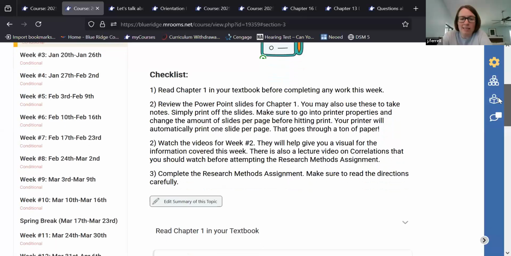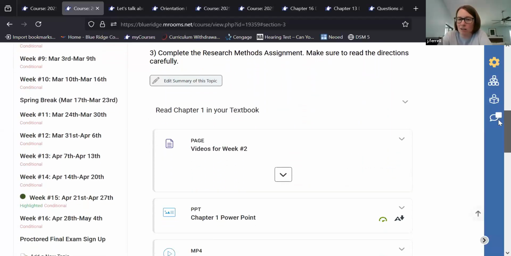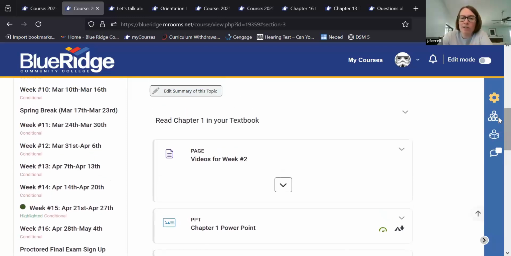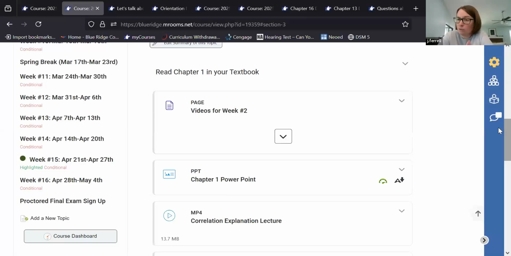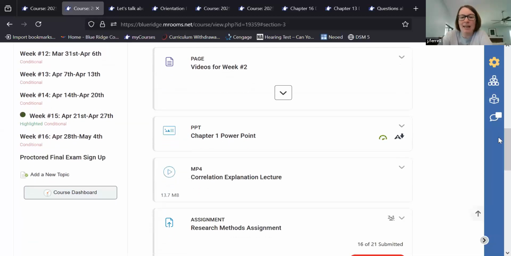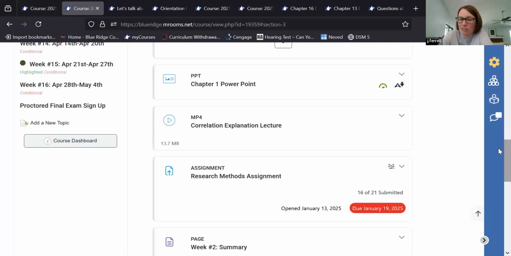So in my weeks, I try to keep things not looking cluttered, and I literally keep things in the same order. So I always tell them to read whatever chapter it is. I have videos for the week that are supplemental, because I'm not always making my own videos describing content. Sometimes they get to watch YouTube videos instead. I have the PowerPoints next. Then I have any assignment that they need to do.